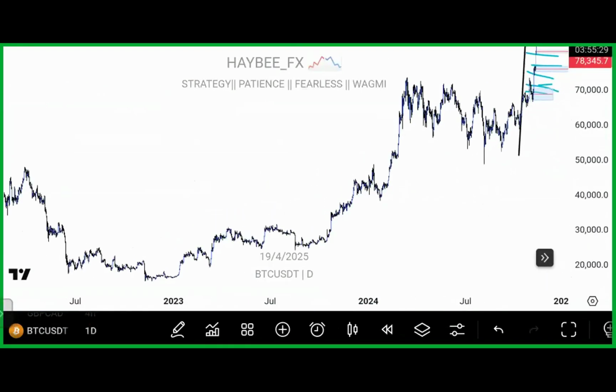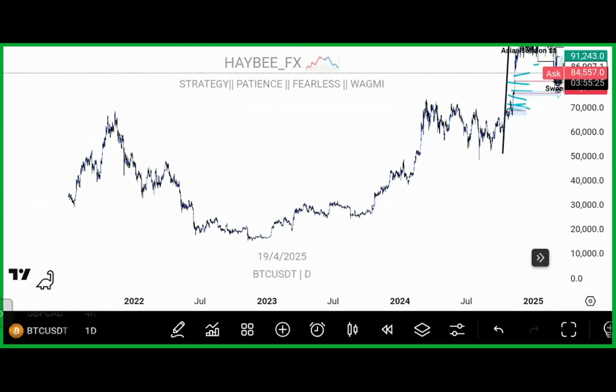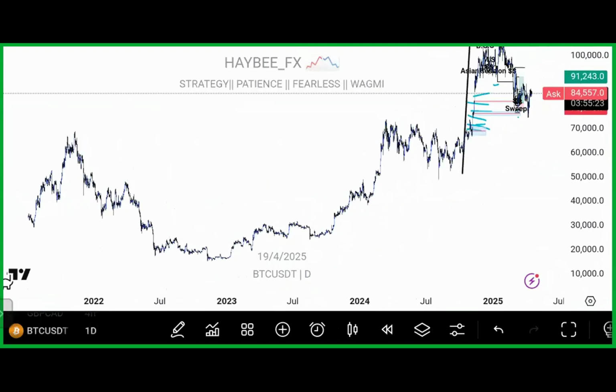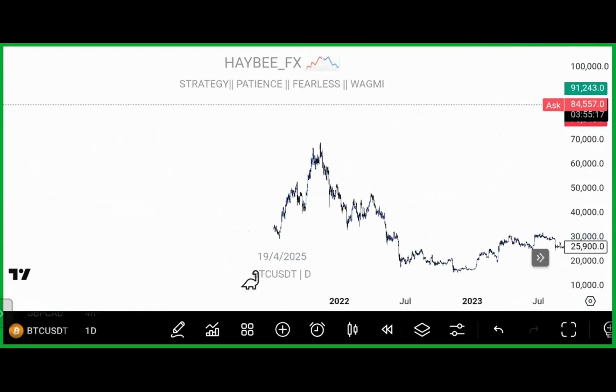Now, then you do what? You make your chart more shrunk. Understand like this? Because if you zoom in and the timeframe is very, very big, you might not get it well. But now let us look for support.